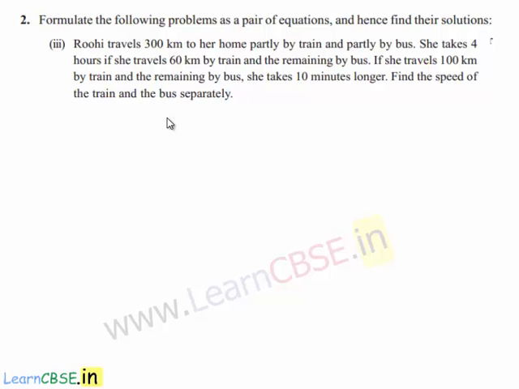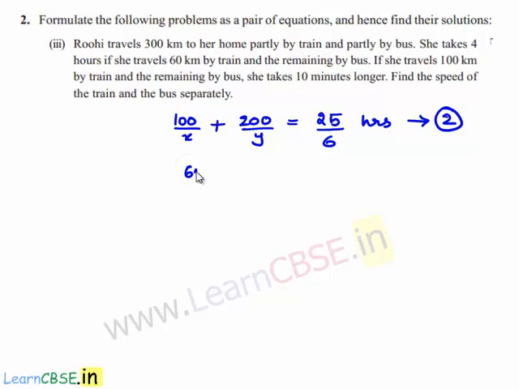Now we can write 100 by x plus 200 by y is equal to the time taken, which is 25 by 6 hours. So let this be equation number 2. And the equation 1 is 60 divided by x plus 240 divided by y is equal to 4 hours. This is equation number 1.